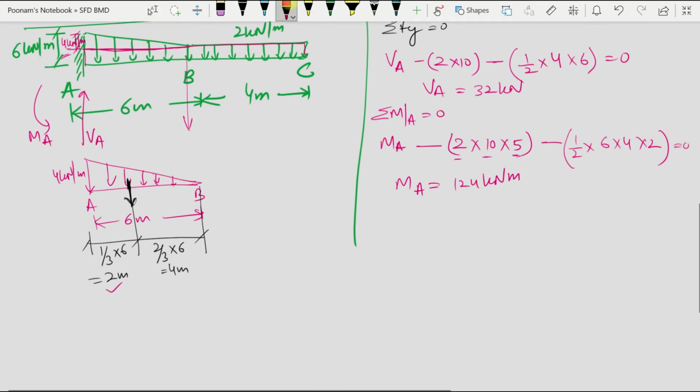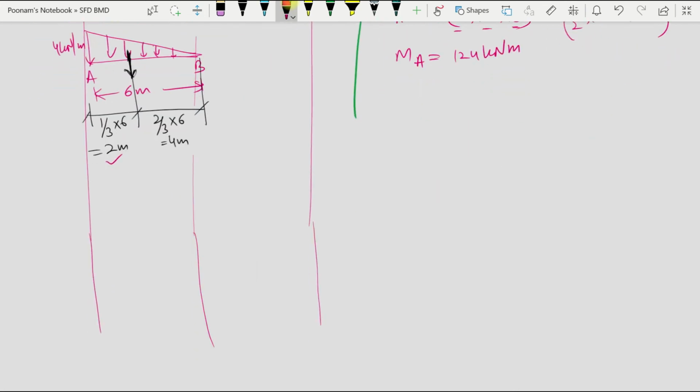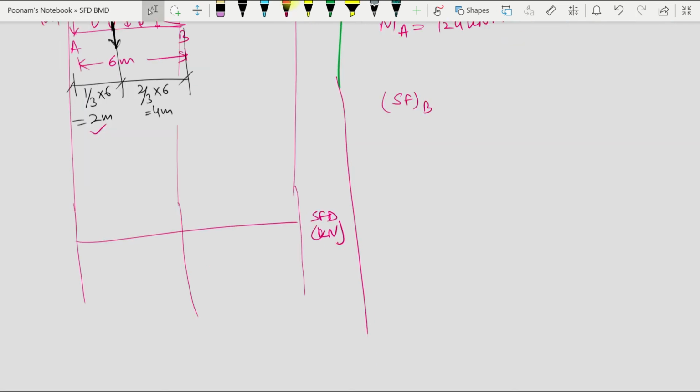now let us draw the shear force diagram. Shear force at point B will be equal to sum over the span. So if I redraw the span, it is 2 kilonewton per meter loading. So this is B and this is C. This is free end, and the variation of shear force will be linear, because under UDL the shear force has a linear variation.